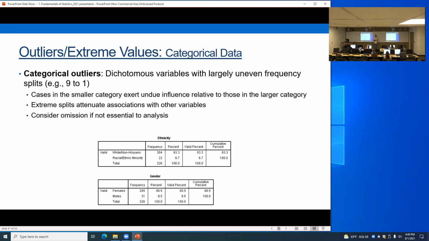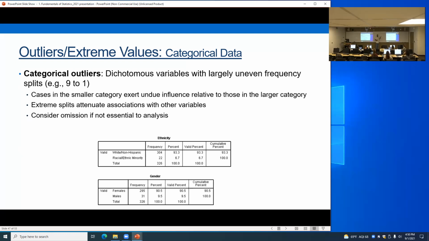Another thing we need to think about is extreme values, outliers, in our categorical data. We don't think about this a whole lot, right? But if I have a dichotomous indicator with very, very unequal splits, essentially what I've got is outliers in a dichotomous variable, right? And so any individual in that smaller category has a much, much larger influence on the whole analysis than the average person in the larger group. This can start to attenuate associations. Things start to look weird if I don't have equal representation.